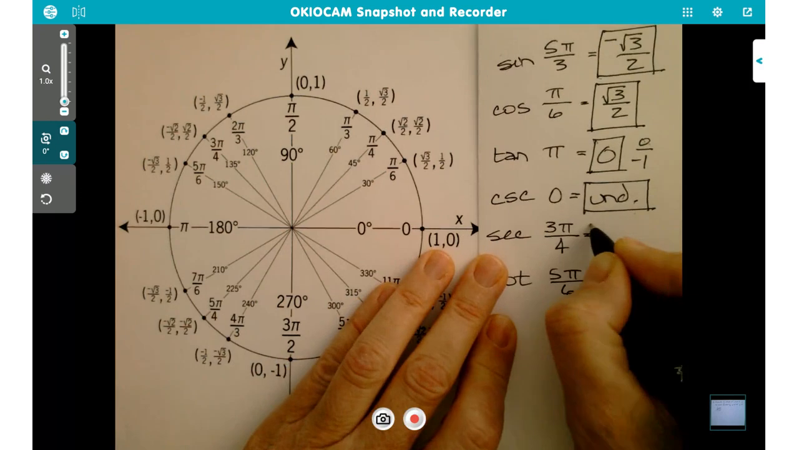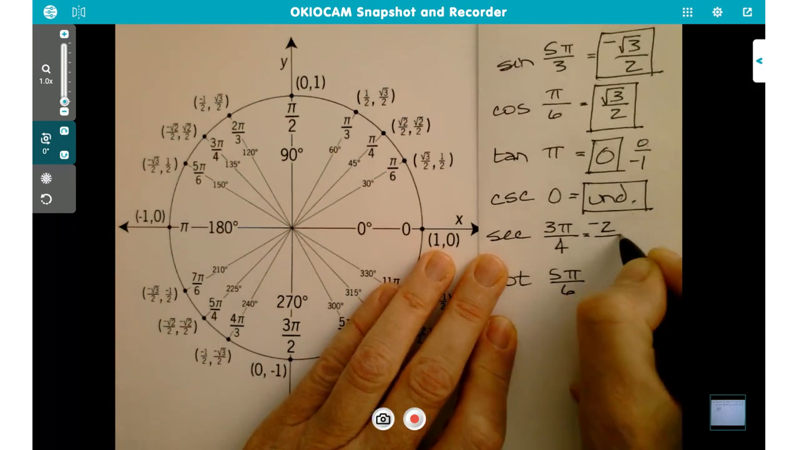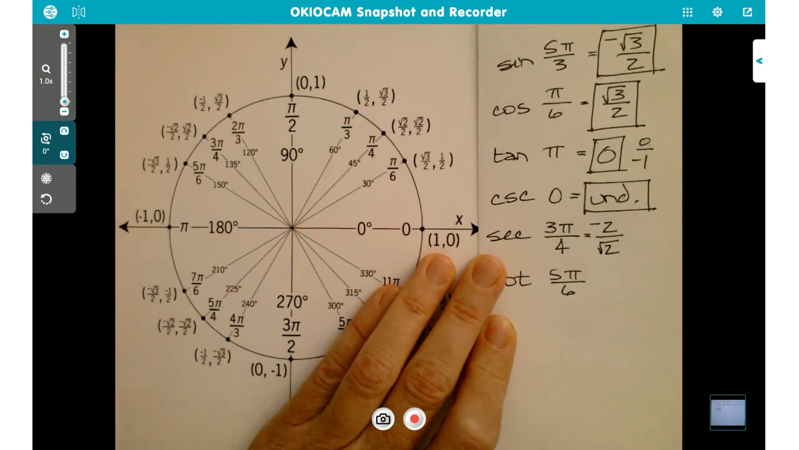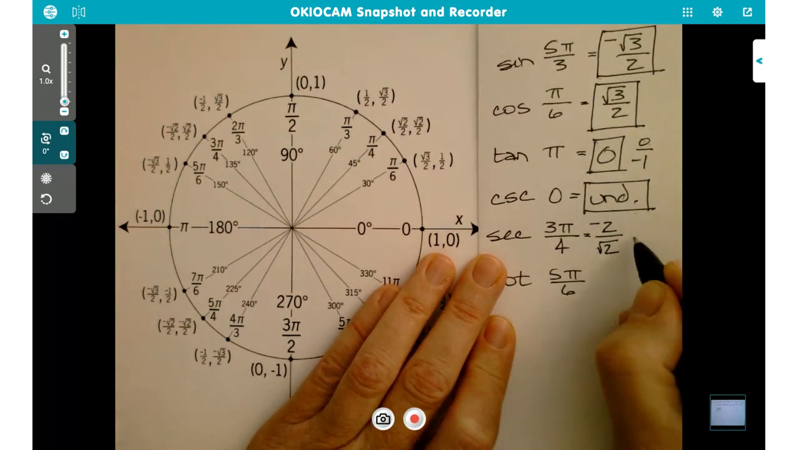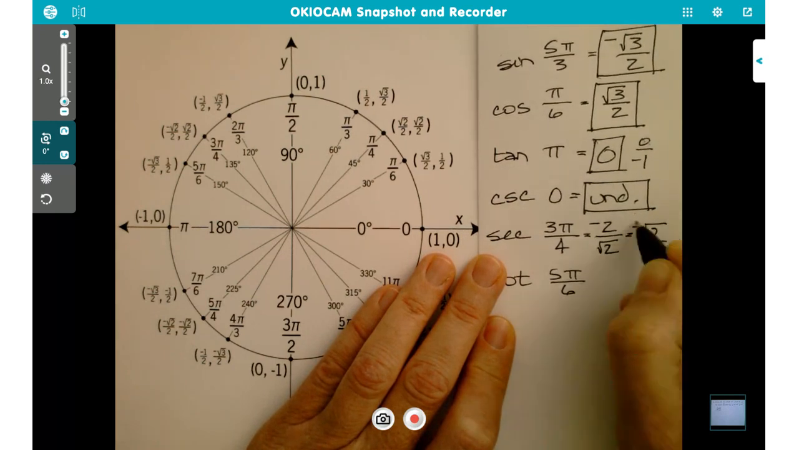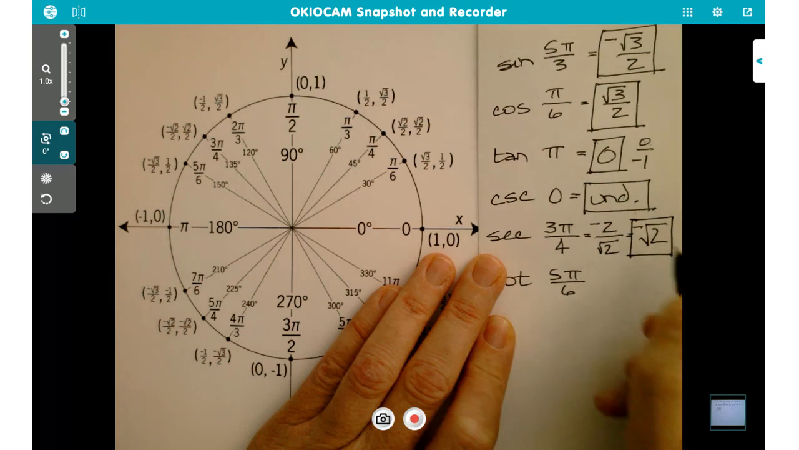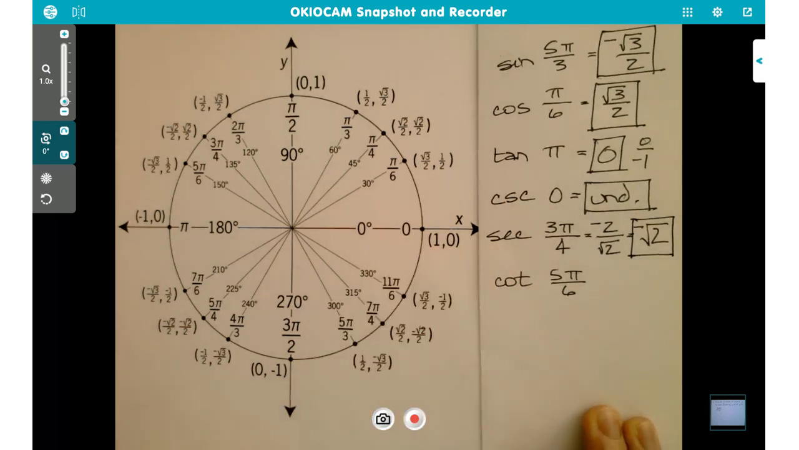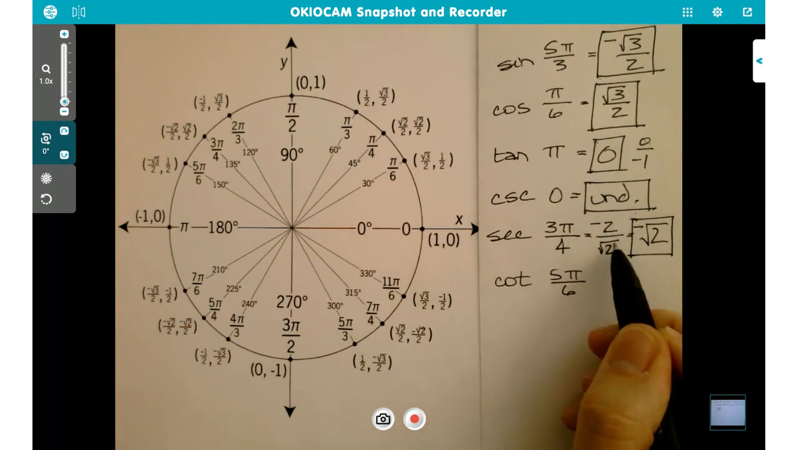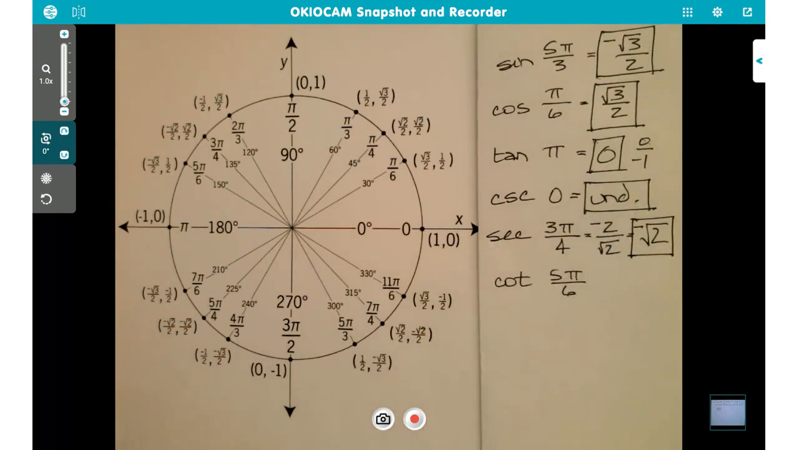So reciprocal, I'm going to flip it over, is negative 2 over root 2. But the thing is, that's not simplified either. If I rationalize this, it's going to end up just at negative root 2. And that's what we're aiming for there. Exact value and also the most simplified that we can. Negative root 2 is much more simplified than this mess.